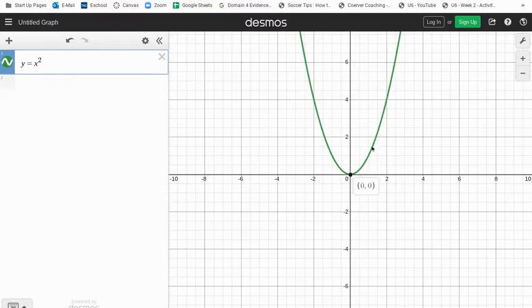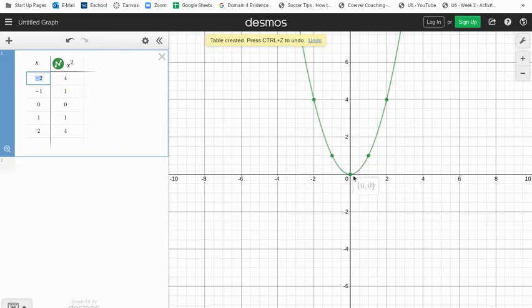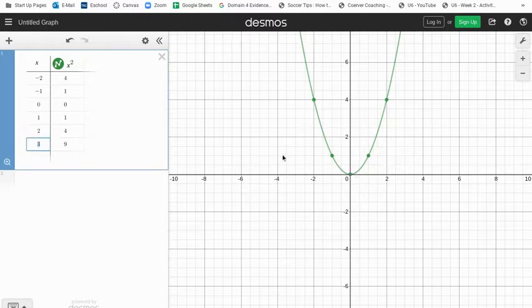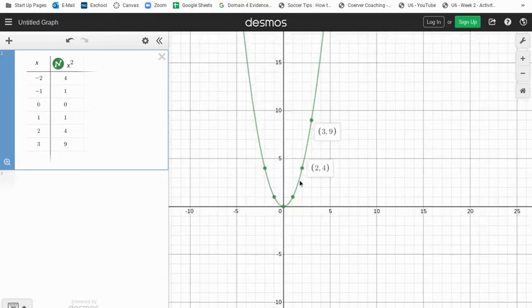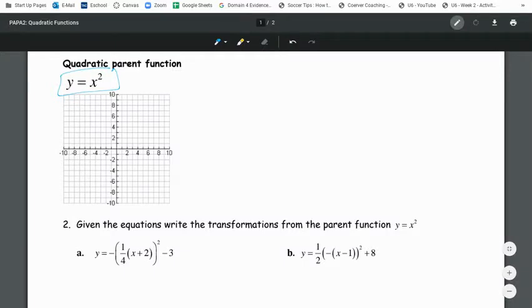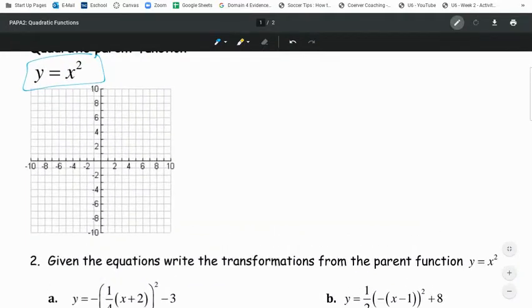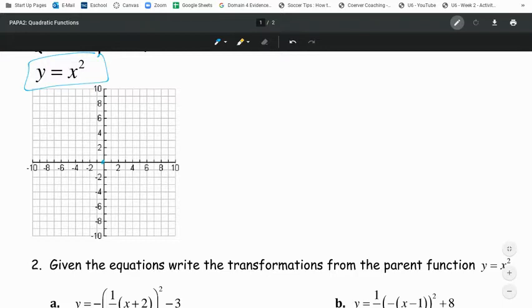Okay, here's my vertex. If I want more points, we just create a table, and we'll go about, let's go one more point right here. All right, sorry. So we'll use those points as a reference. So now what we're going to do is we're just going to graph that on our sheet. Okay, so we had 0, 0. Okay, that's the vertex.